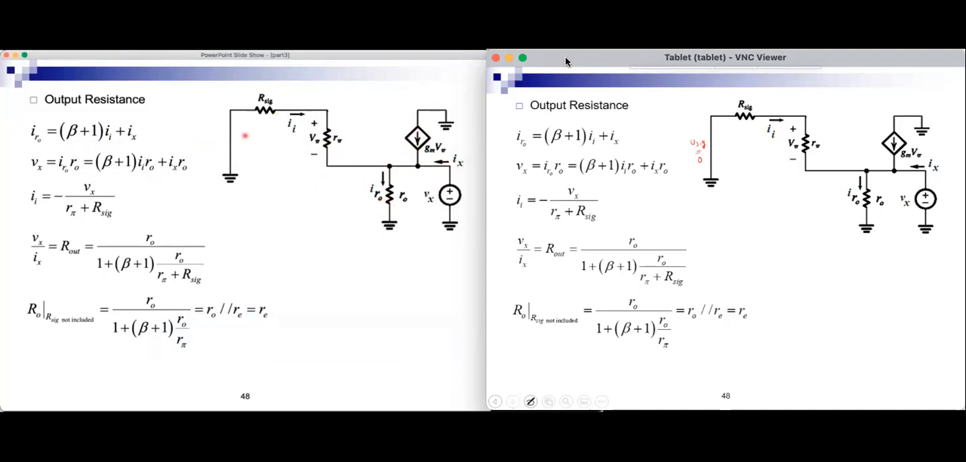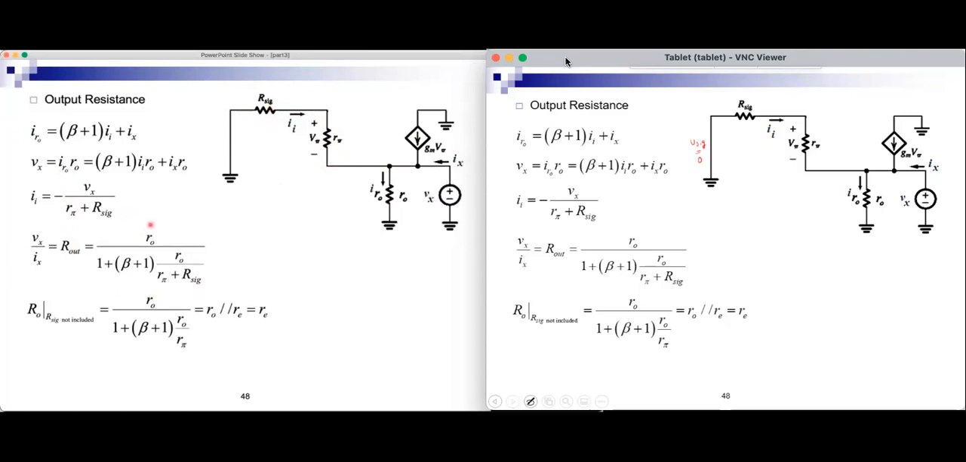And then we also need to find II. So the voltage here divided by this resistor plus this resistor with a minus sign, because II is flowing like this. So minus Vx, the voltage here, divided by R pi plus R sig. And then I can combine the three equations to find this R out, and I get this expression.